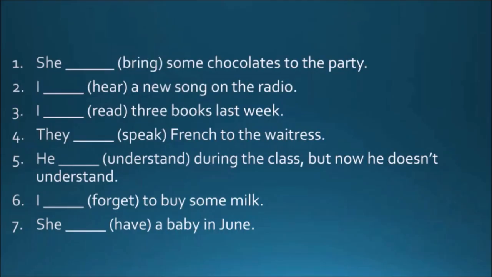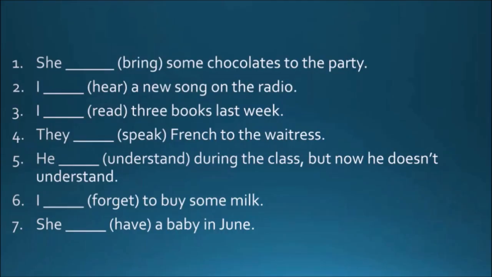Right, let's start with number 1. What I have done is, in brackets, I've put the word bring. So she, infinitive form of the word bring, some chocolates to the party. So remember now the main objective of our exercise, we're looking at past tense. So first of all we've got to look at bring. How is it going to change?